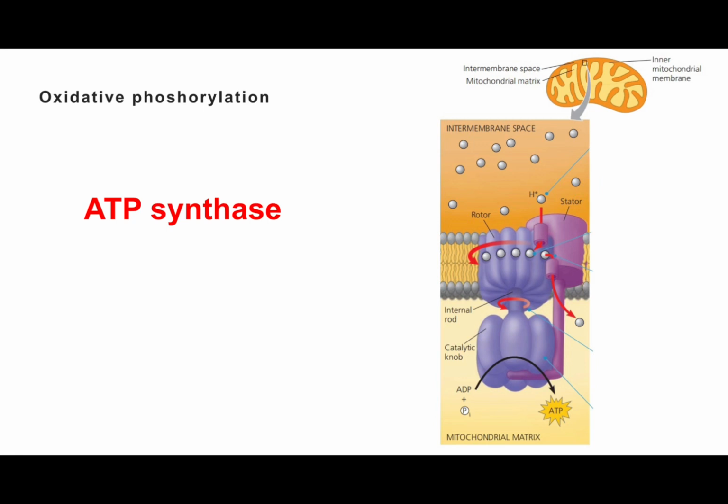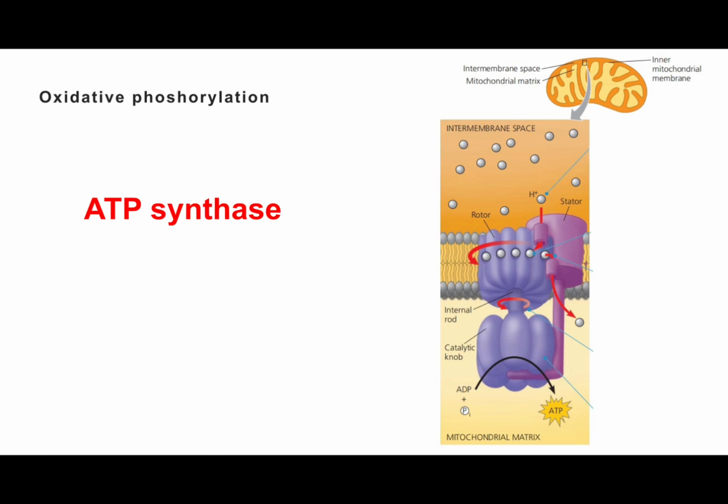Thirdly, each hydrogen ion makes 1 complete turn before leaving the rotor and passing through a second channel in the stator into the mitochondrial matrix. Fourthly, spinning of the rotor causes an internal rod to spin as well. This rod extends like a stalk into the knob below it, which is held stationary by part of the stator. Finally, turning of the rod activates catalytic sites in the knob that produce ATP from ADP.